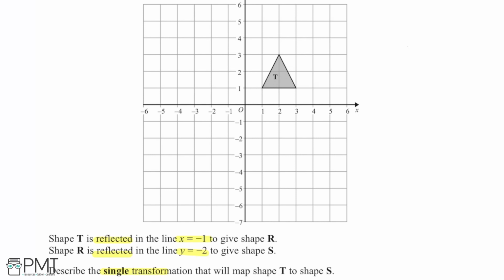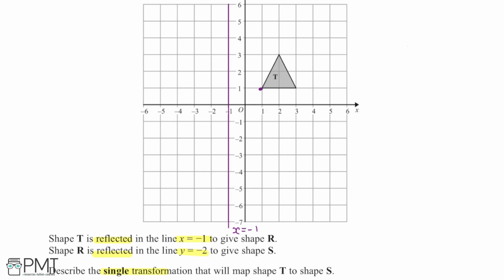So whenever we're working with a reflection, I always find it useful to draw in the line that we're going to be reflecting it on. So firstly, shape T is reflected in the line x equals -1. So if I take x being equal to -1 and draw in this line, and I'll label it up as well just so that I'm 100% certain which line this is, I can then reflect T in it.